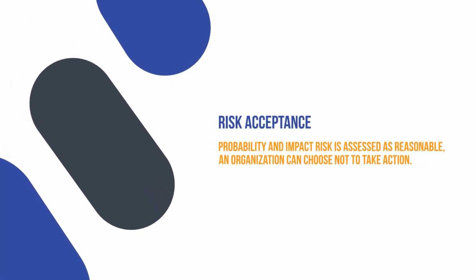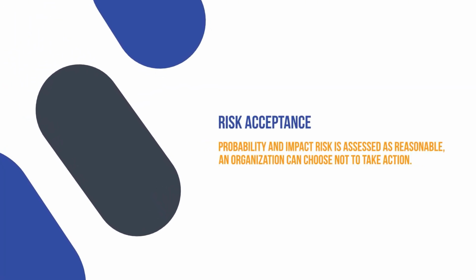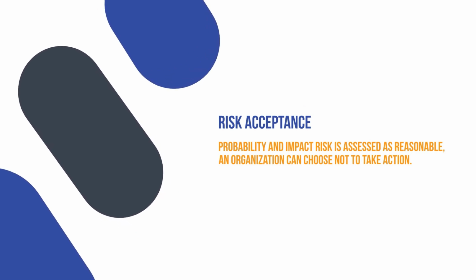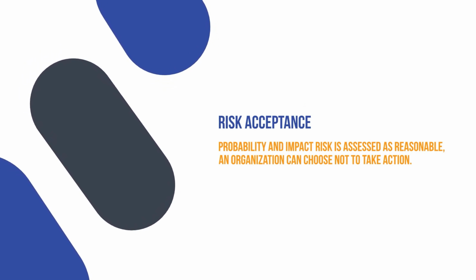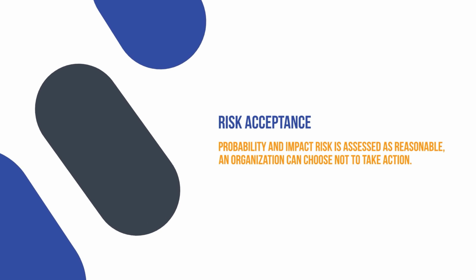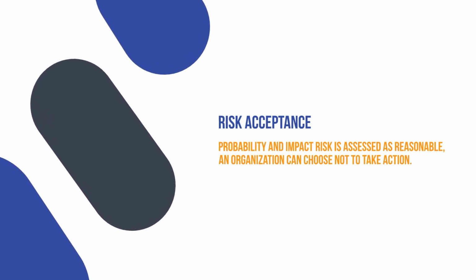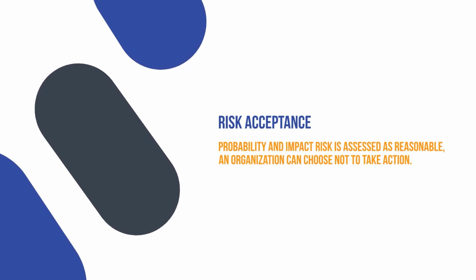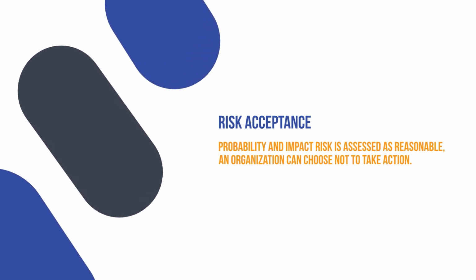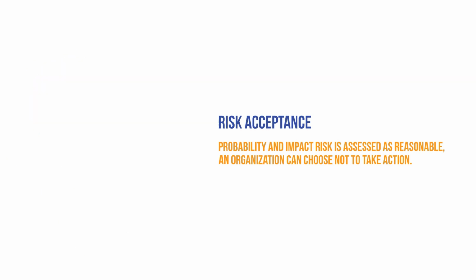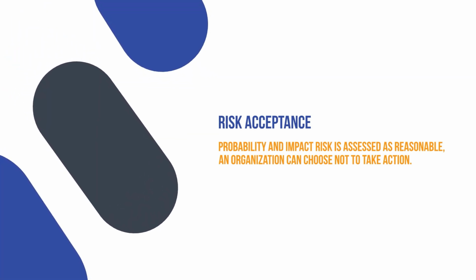Risk acceptance: if the perceived probability and impact of the risk is assessed as reasonable, an organization can choose not to take action. For example, a project may acknowledge that it faces the possibility of a late rainy season onset interrupting its agricultural cycle, but the team chooses to live with the risk, and does not act to avoid, transfer, or mitigate it.